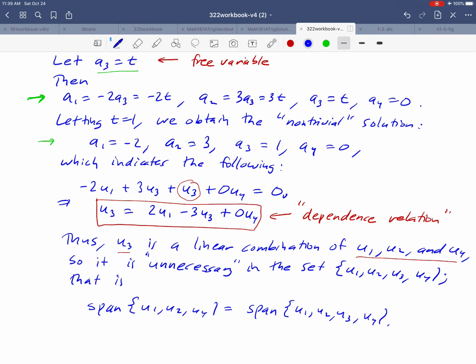Okay. Now that's the end of this video, but some of the observations that we made here are going to lead us to the definition of linear dependence and independence, which is one of the most important concepts in our course.